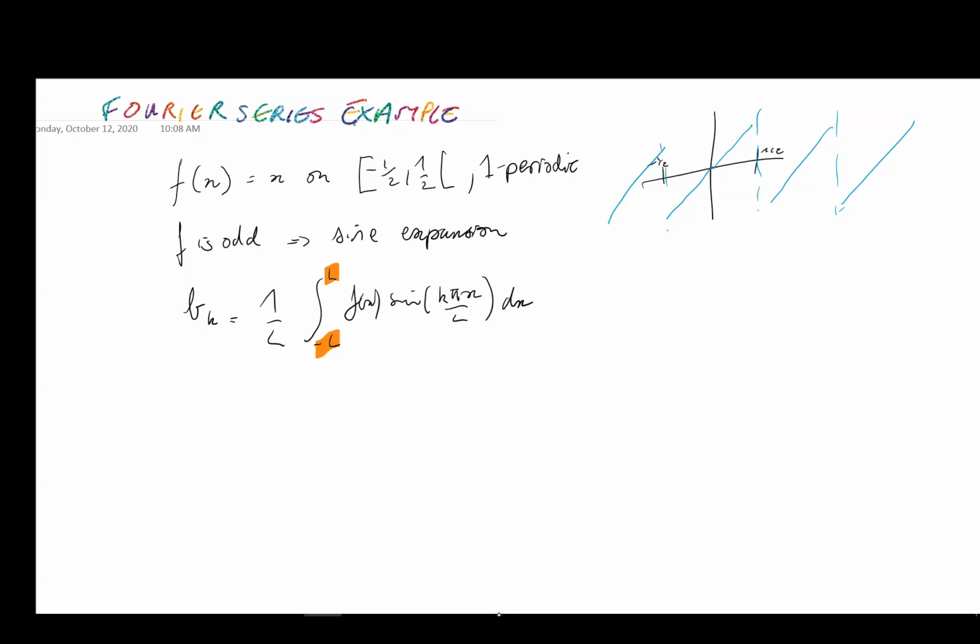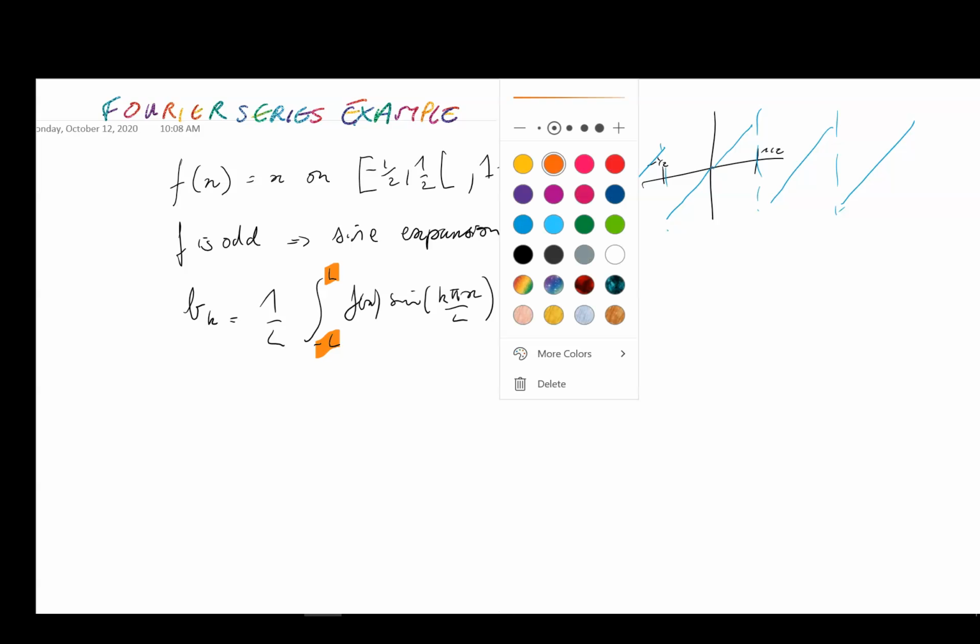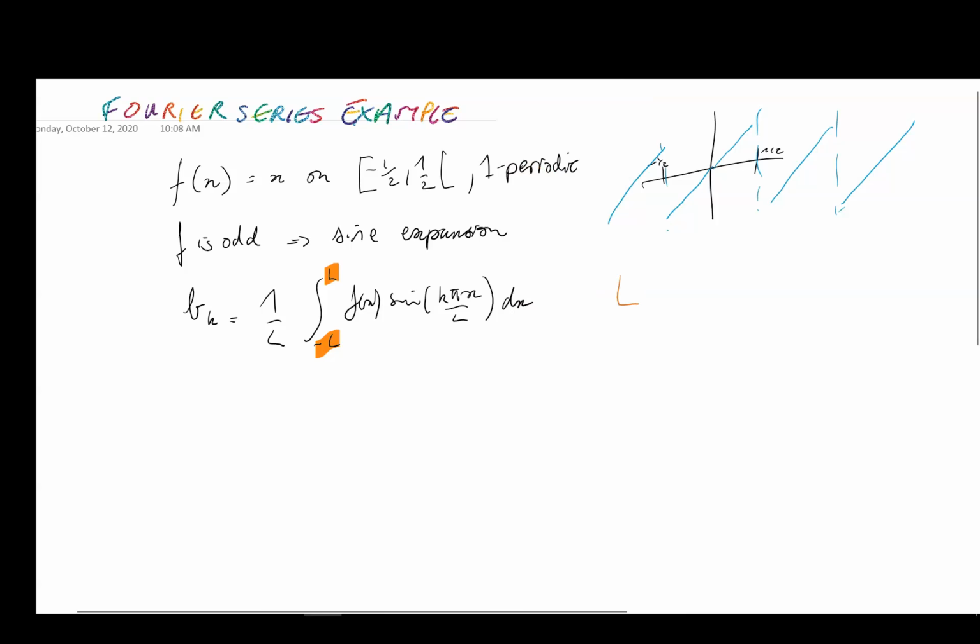Okay, so let's write what it means for us, and we really have to understand that here the L we're looking at is half a period. So if my period is 1, half a period is 1 over 2. If I substitute the corresponding values in my formula, 1 over L is going to be 1 over 1 over 2, which makes 2. Integral from negative 1 over 2 up to 1 over 2 of x sine of k pi x over 1 over 2, so 2k pi x dx.